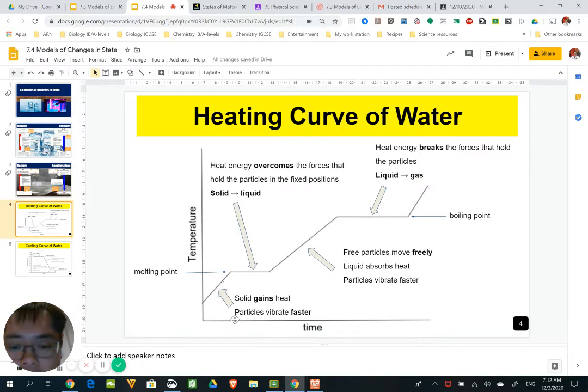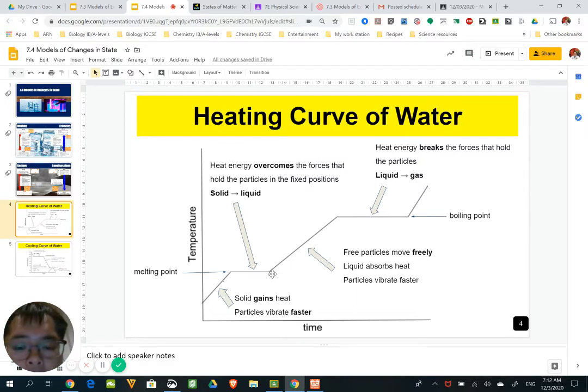Particles will vibrate faster. And you notice after a while there'll be a plateau. Now this is where your solid changes into liquid. So this section over here is still in the solid form. The moment you see a plateau, this is where the conversion is taking place. Solid to liquid, states are changing. Okay, and the reason it is a plateau is because heat energy is trying to overcome the forces that hold the particles together.